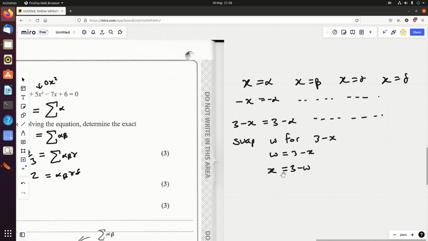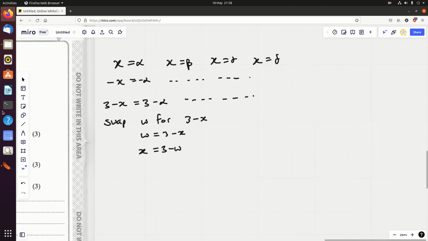Now, this isn't that much better than the method I just showed you, because it's still quite painful. This is for the people who love binomial expansions. Basically, what we can do now is input 3 minus w in for x. So you get (3 minus w) to the power of 4 plus 5 times (3 minus w) cubed minus 7 times (3 minus w) plus 6 equals 0.